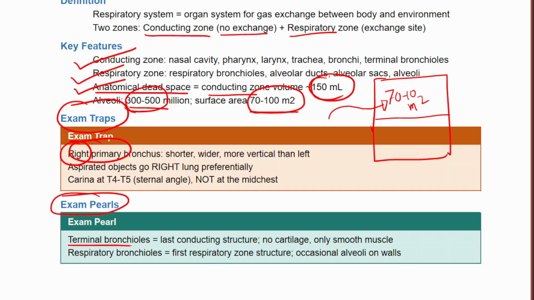First one: terminal bronchioles are the last conducting structures. They have no cartilage, only contain smooth muscle. The respiratory bronchioles are the first respiratory zone structure that we have seen, and they begin to bear occasional alveolar outpouchings. That is written in the next stage. Why the word occasional here? Because the region is a gradual transition zone rather than an abrupt ending. In biology, the respiratory system doesn't instantly switch from a pipe to a gas sac. It blends smoothly through a structural gradient.